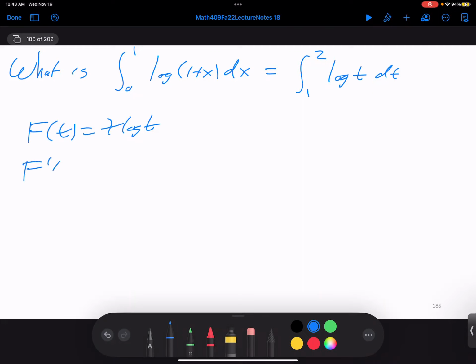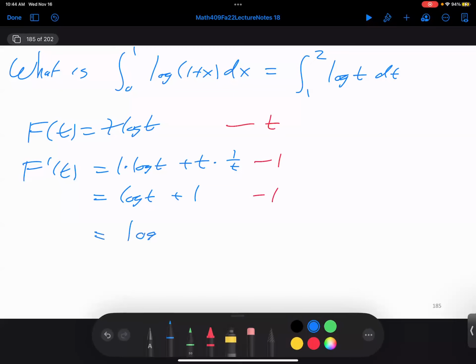So the derivative is going to be derivative of t is 1 times log of t plus t times derivative of log of t. So it's just the log of t plus 1. So you're almost right. You differ by 1. So we need to subtract something that has derivative 1. So if we just subtract t, then we would subtract 1. And now we would just get the log of t. So f of t is t log t minus t.